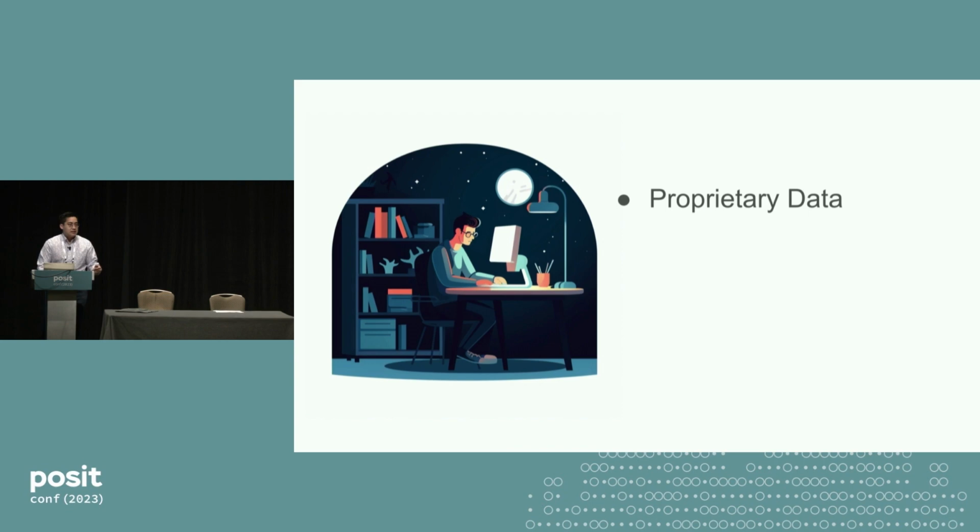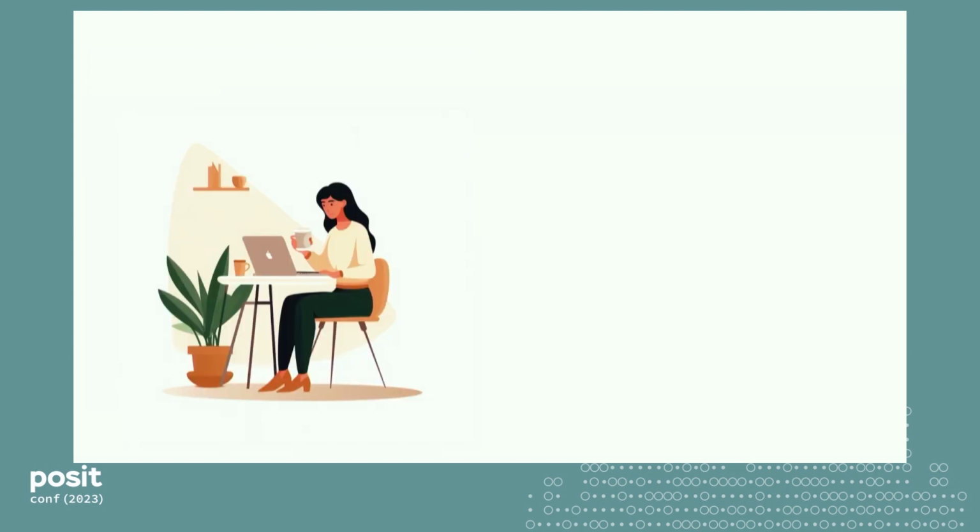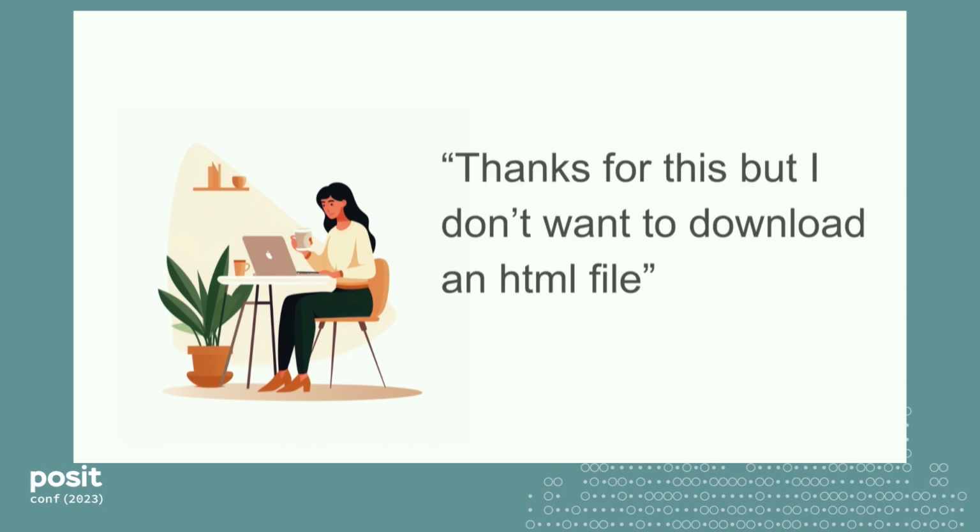I have proprietary data that I know I can't share out publicly, so I can't publish it to the web via GitHub or things like that. So then what I'm going to do is share this with my manager as an HTML file. That way it's secure, I can email it to them, and then they'll open it up in the morning, and they're going to be amazed by this fantastic analysis that I have, right? But then I get greeted with, thanks for this, but I don't want to download an HTML file. This simply just doesn't work for me.